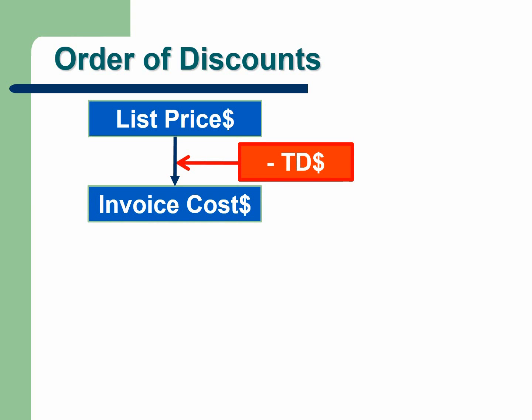And from the list price or suggested retail price, they will give you the trade discount percent, which you can take off from the list price or suggested retail price. Once you take off the trade discount dollar from the list price, what's left is what we call invoice cost. Now it becomes a cost.